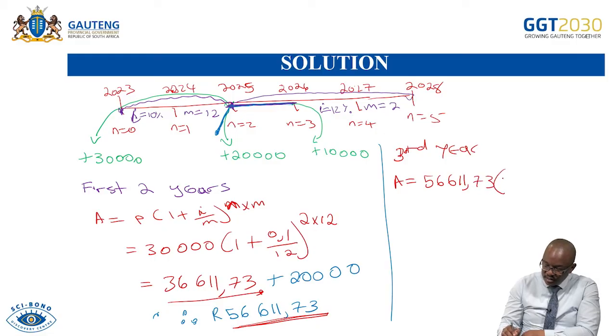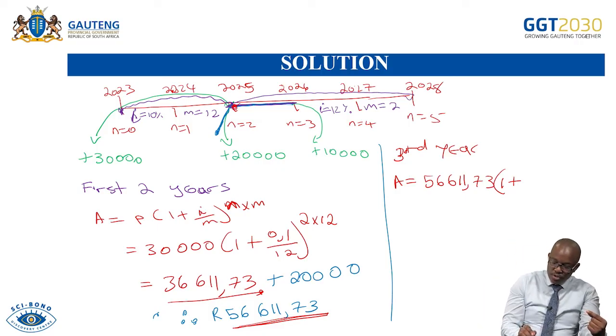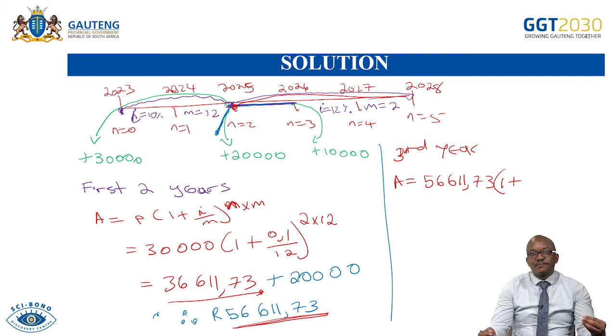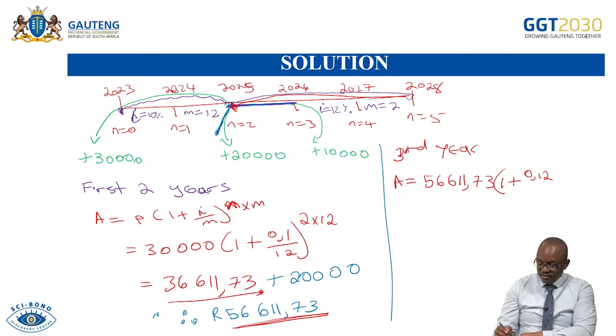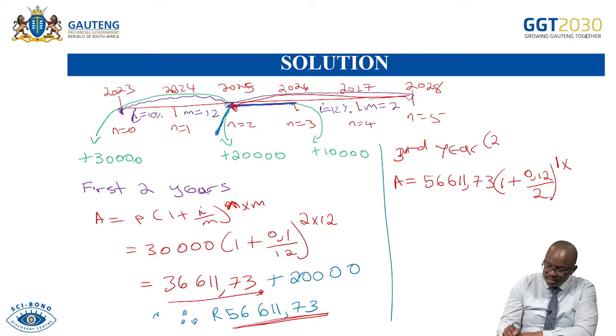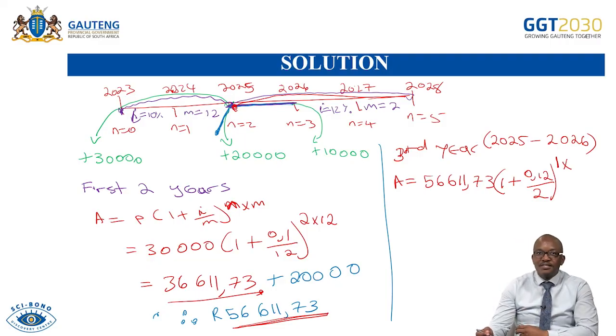56,611.73 into what? Into 1 plus. Remember now with this one, they said from year 2 to the last year, the interest has changed. Correct? Interest has changed to 12%. So it's going to be 0.12. If you say 12 divided by 100, you get 0.12. Then now it's 2 because it was semi-annually. For how many years? For 1 year. Remember, this year is 2025 to 2026, because from 2025 we deposited 20,000, and in 2026 February we are depositing 10,000.